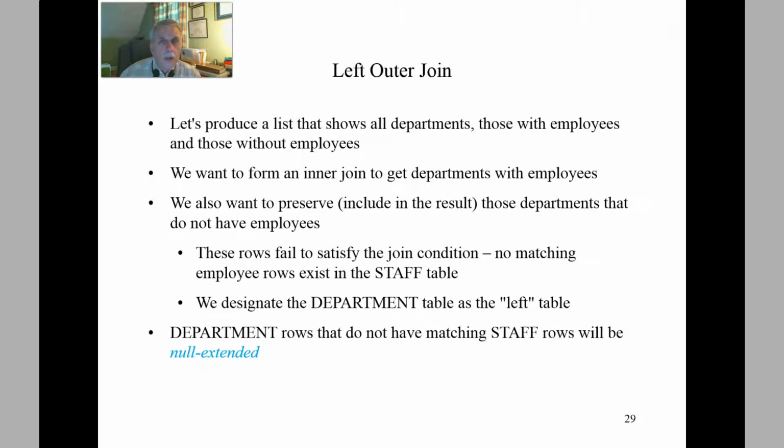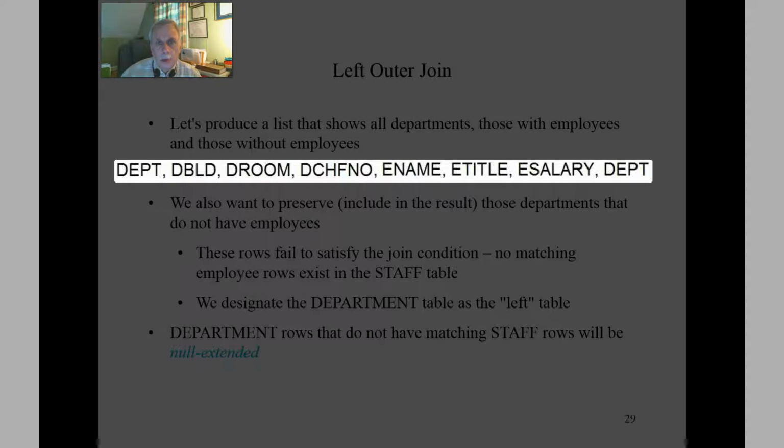We can obtain the list of departments with assigned employees by formulating an inner join. It turns out that an outer join actually starts with an inner join and then goes beyond that to include non-matching rows. The outer join will continue by preserving or including within the result those departments that currently do not have employees assigned. Now let's take a look at the result table.